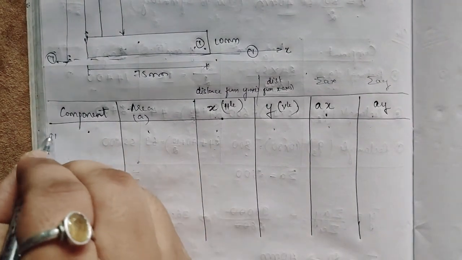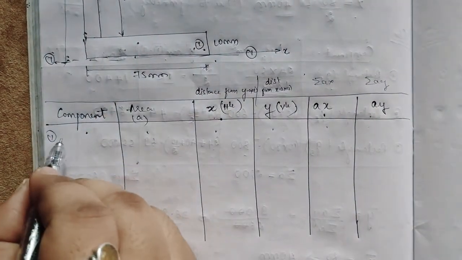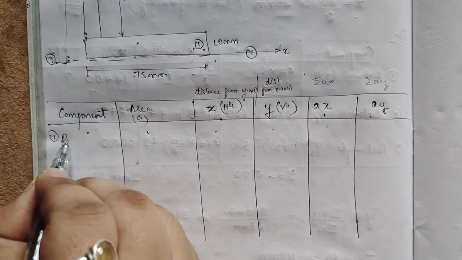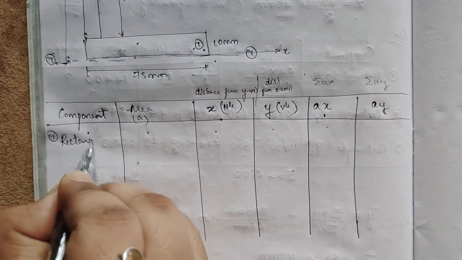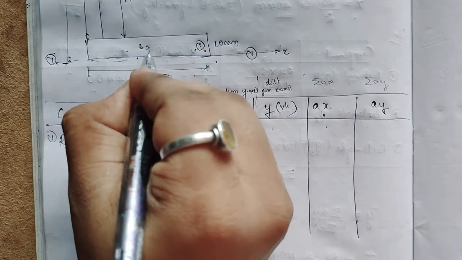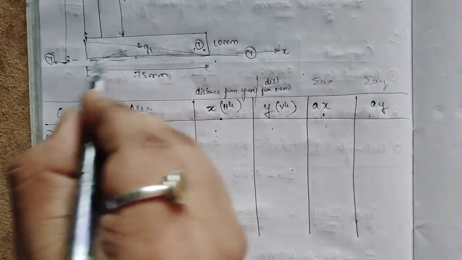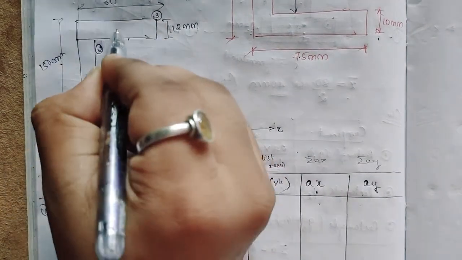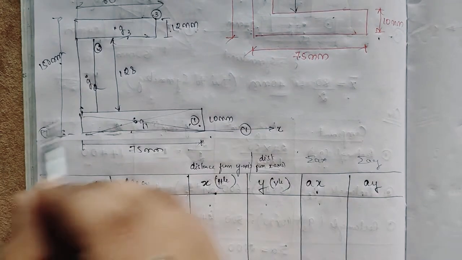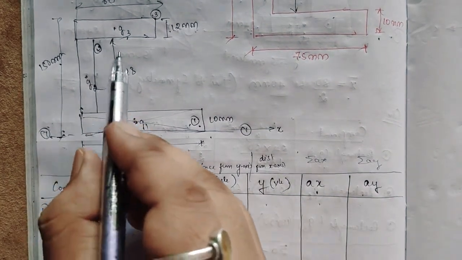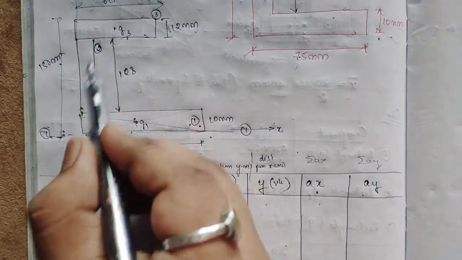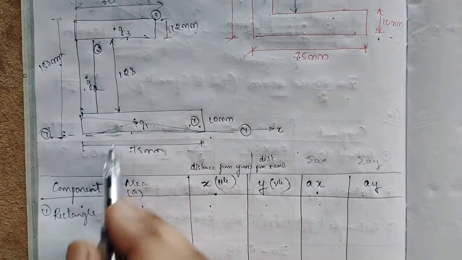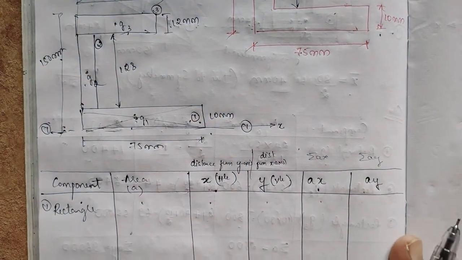So first, we take this rectangle. Let the G1 be here. The centroid of G1 will be here, for this one the G2, and here it will be G3. See here, they are not all on the same axis. G1, G2, G3 are in different axes, so there is no point of symmetry.